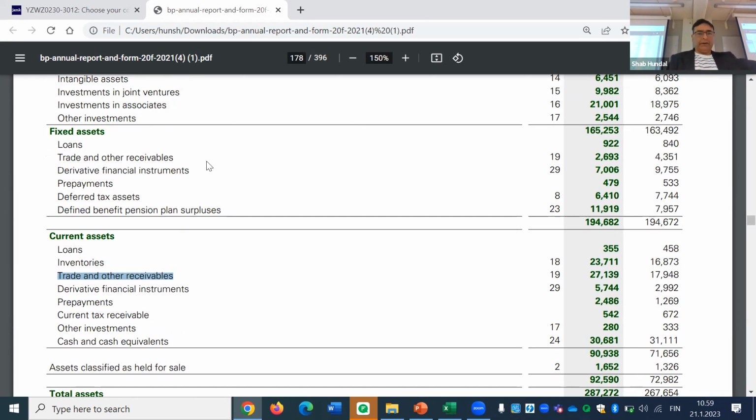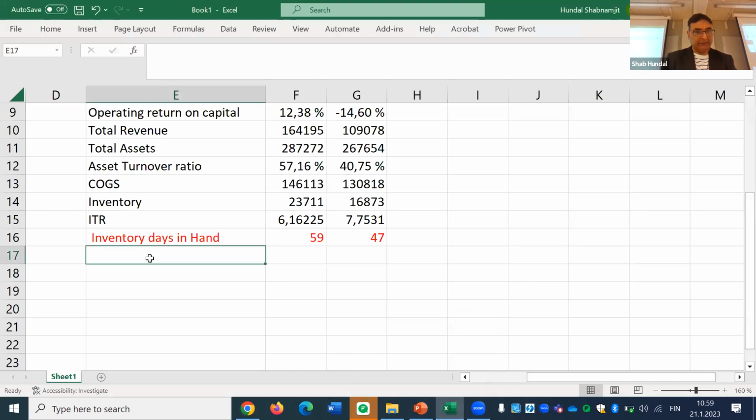Can you do me a favor, any one of you? Can you quickly calculate on a piece of paper 922 plus 27139? 27139 plus 922, that makes it 28061.